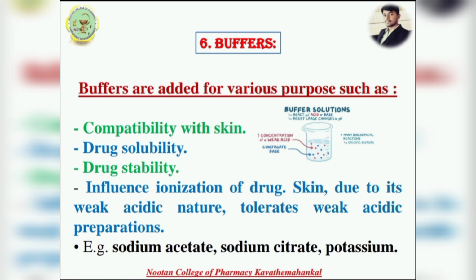The next one is the buffer. Buffers are added for various purposes such as compatibility with the skin, drug solubility, drug stability, and improving ionization of the drug. The skin, due to its weakly acidic nature, tolerates weakly acidic preparations. For example, sodium acetate, sodium citrate and potassium salts are used in semi-solid dosage forms. Compatibility with the skin, drug solubility and drug stability are the most important factors for buffers.